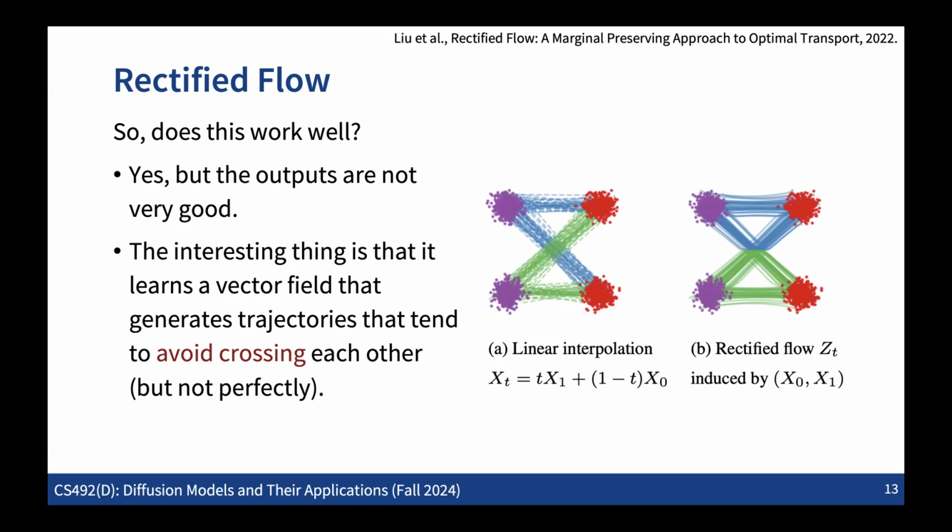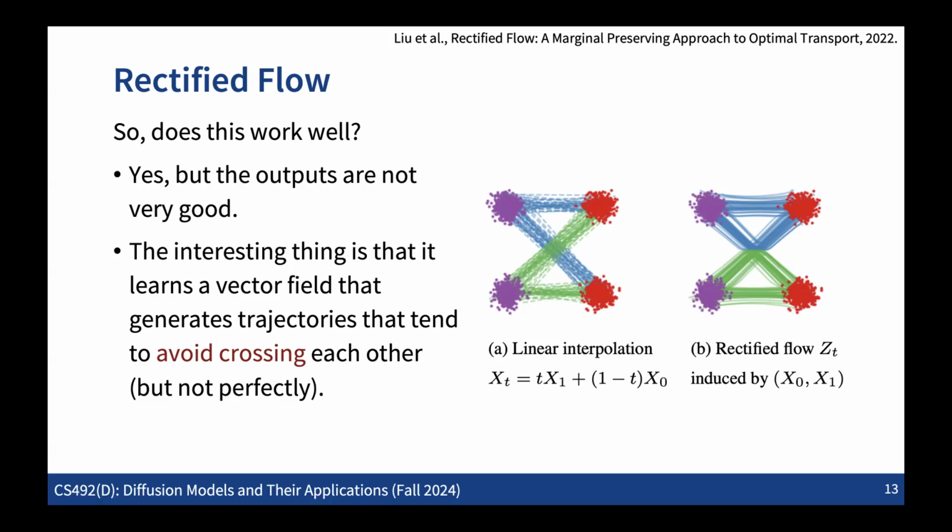But without introducing the proof here, what we can see as the output of training the flow matching model is that once we train it, we can typically see this kind of output, which avoids crossing of the trajectories.